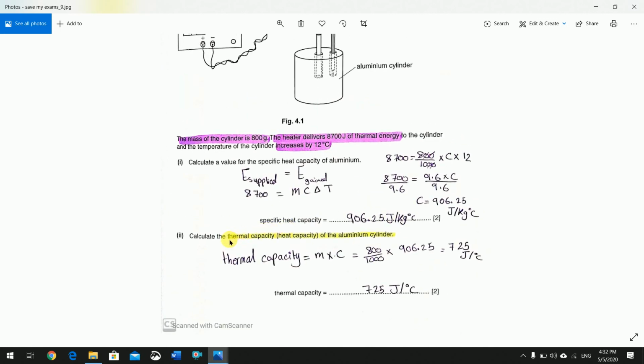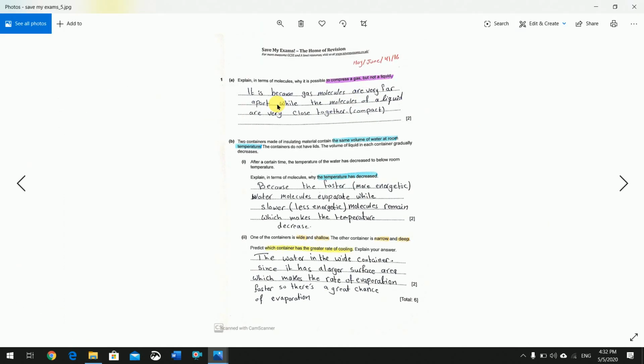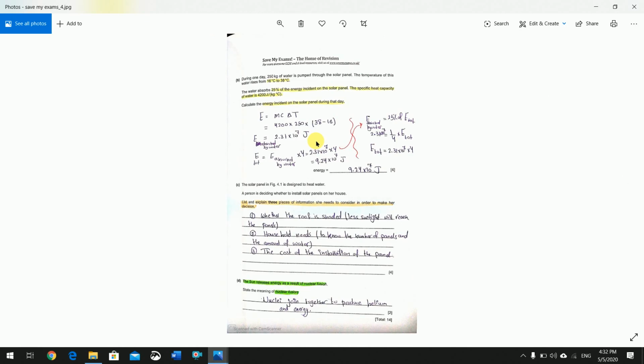Now, calculate the thermal capacity. We said that the rule for thermal capacity is the mass multiplied by the specific heat capacity. So we multiply the mass, also in kilograms, by the specific heat capacity. And so we get 725 joules per Celsius. Okay? Now let's go to this. We've taken this before.